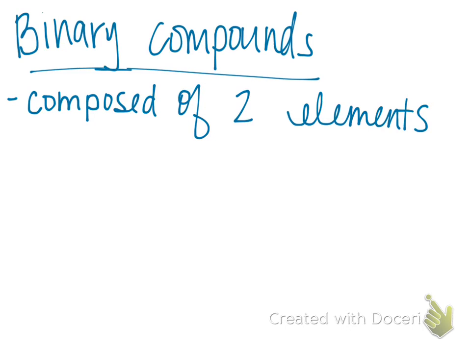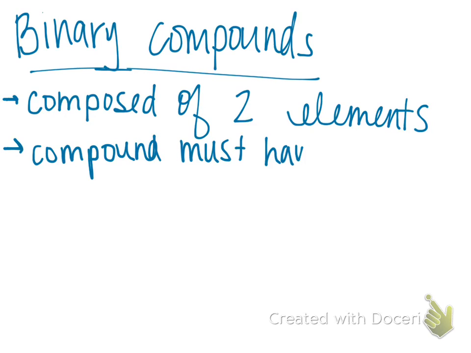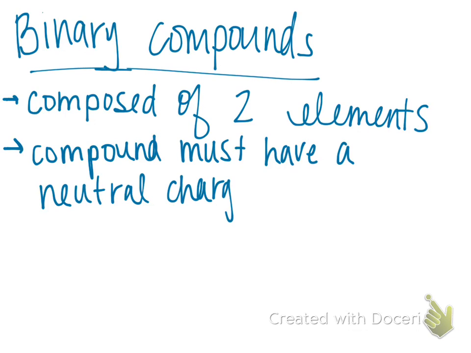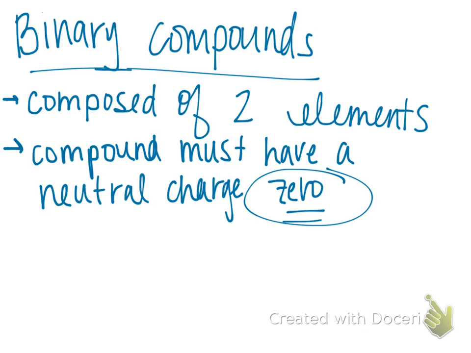So in a binary compound, we have 2 elements, and in any ionic compound, including binary compounds, the compound must have an overall neutral charge. I'll talk about what that means a little bit more in a little bit. And what does neutral charge mean? What's the numerical value of a neutral charge? 0. Okay, I'll write it up. So it needs to have a numerical charge of 0.